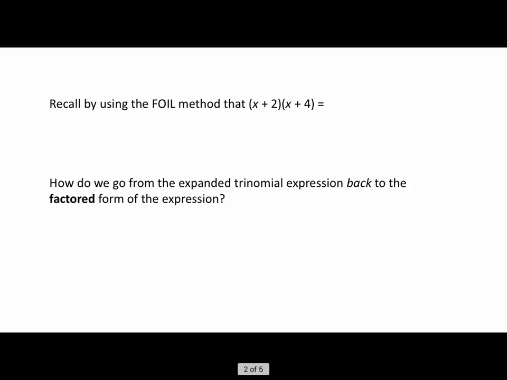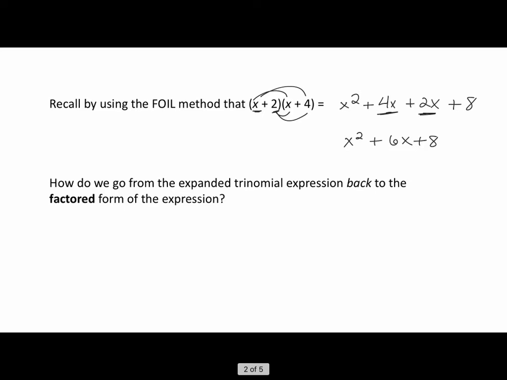Everyone, remember, if we use the distribution or FOIL method to multiply two binomials, we distribute the first term to each term of the second. So x times x is x squared, and x times 4 is 4x. Then the second term to each term of the second binomial. So 2 times x is 2x, and 2 times 4 is 8. And then we added those like terms together to get 6 x's altogether.